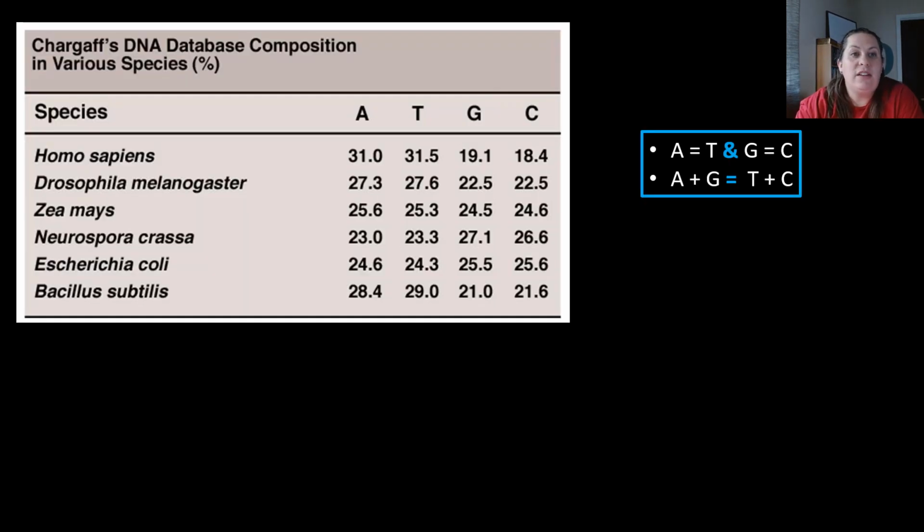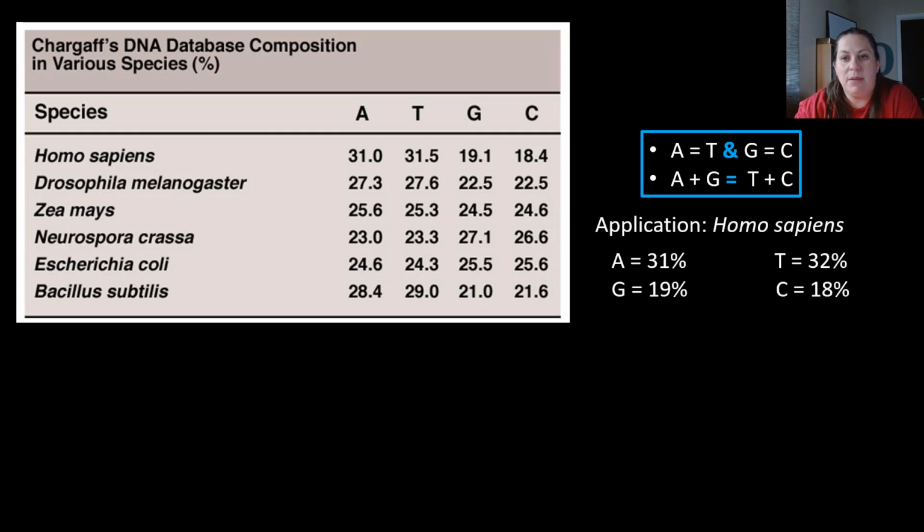So if you take a look here, this is looking at Chargaff's DNA database where he was looking at various species. He's showing you how A and T and G and C compare to each other. Remember his rules that A equals T and G equals C, whereas A plus G equals T plus C. So the application here is in Homo sapiens. There is 31% A, there is 19% G, 32% T, and 18% C. This gives you 50% purines and 50% pyrimidines.